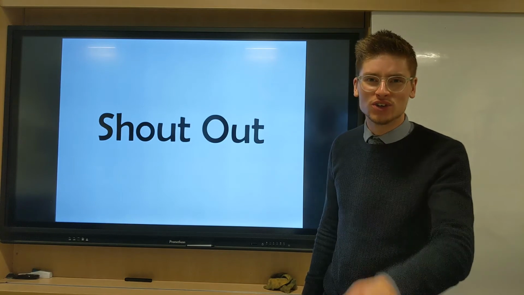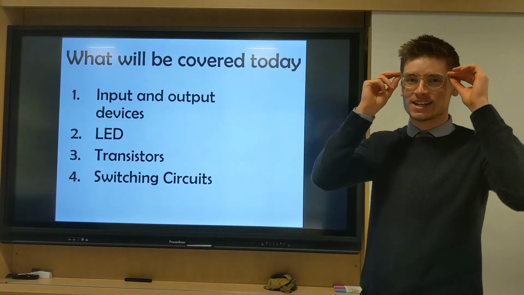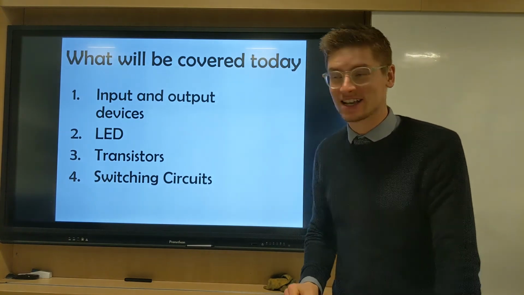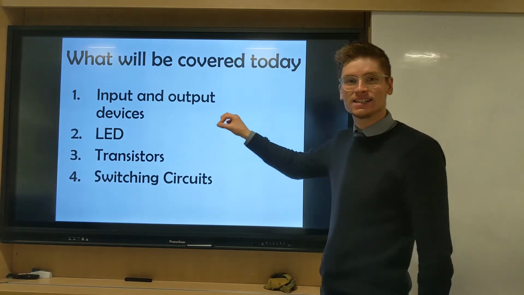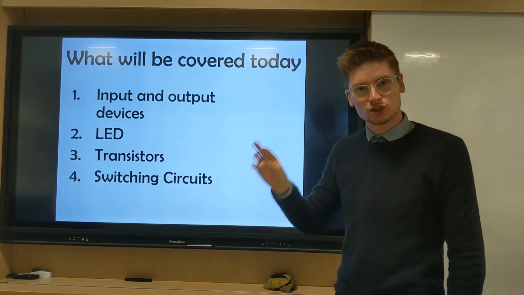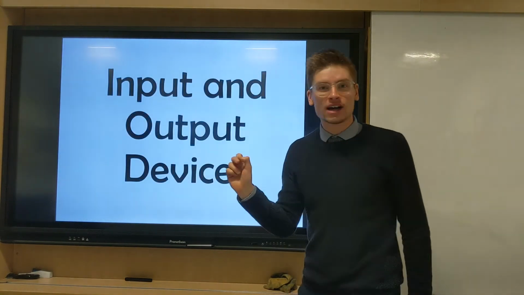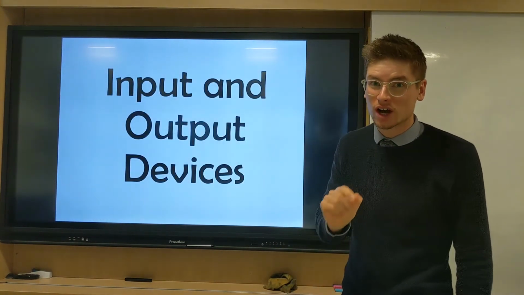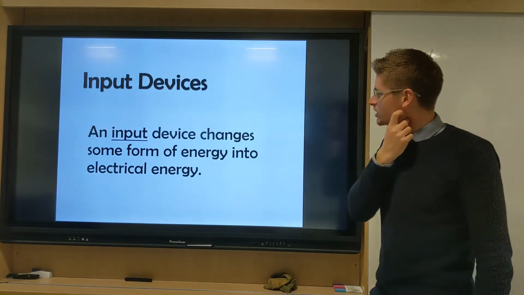Well done to you. Now, we have got lots to get covered in this lesson. We're going to be doing input and output devices, LEDs, transistors, and switching circuits. Those are the 4 things we are going to do. Let's just rattle through this because we have got a lot to cover and not a lot of time to do it. So, an input device.